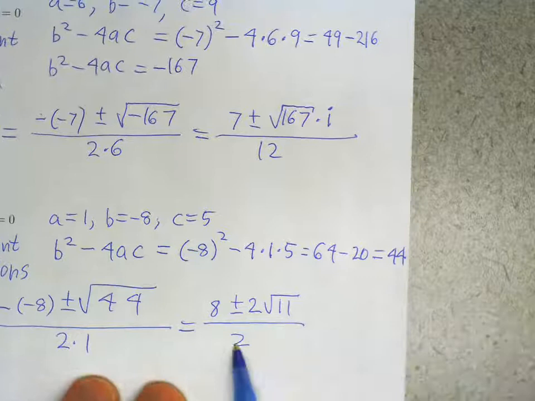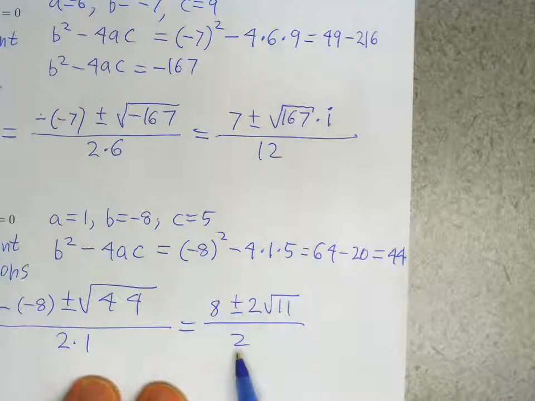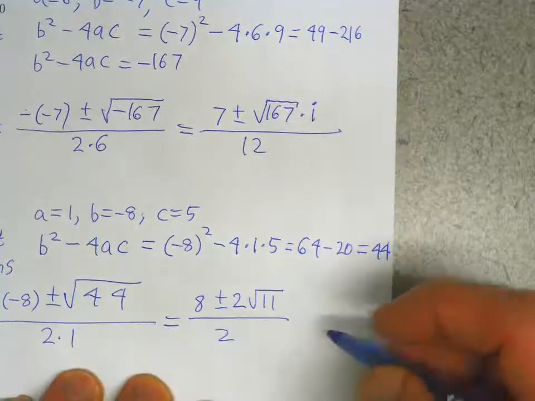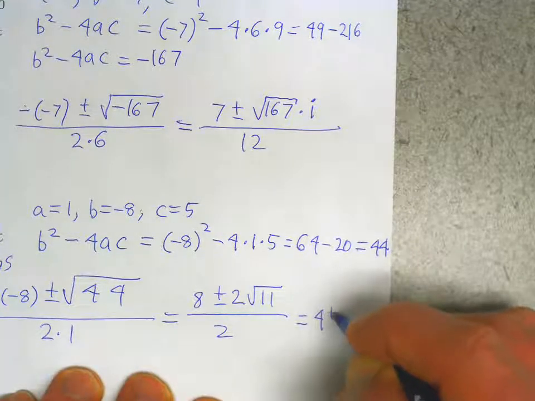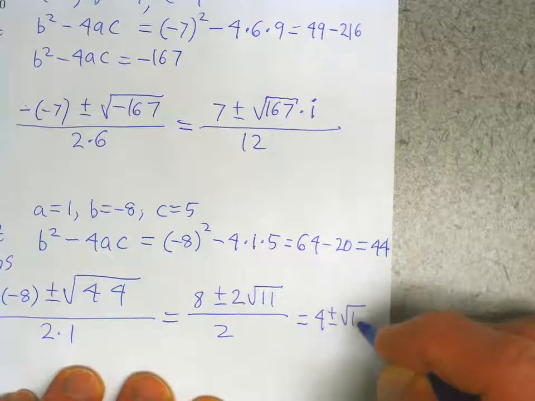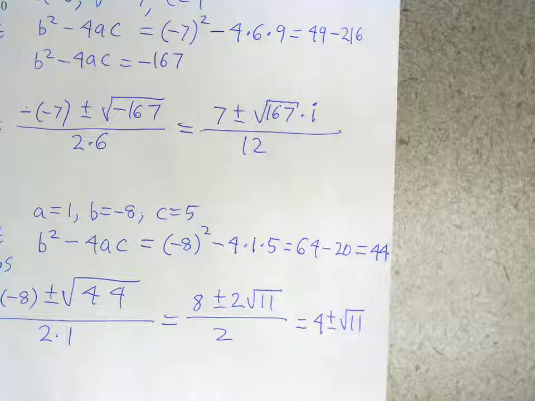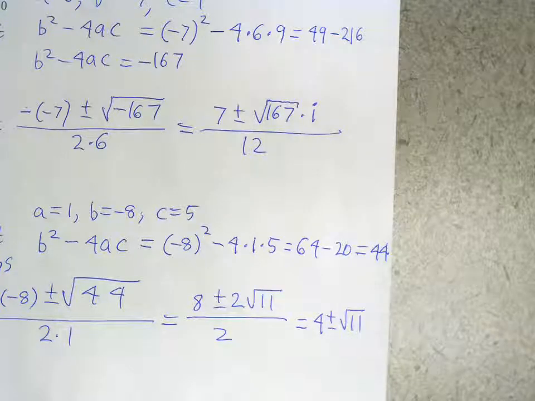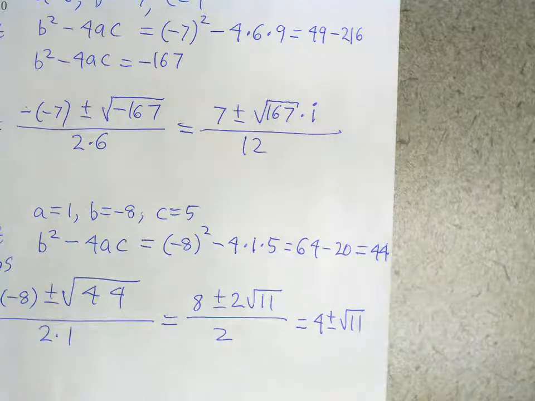And one common factor of 2 cancels from every term in the numerator with the denominator. So we can write the solutions as 4 plus and minus the square root of 11. Okay, it's 10 till, so it's time to quit for today. Tomorrow we'll review the quadratic formula and then do what's next after that.